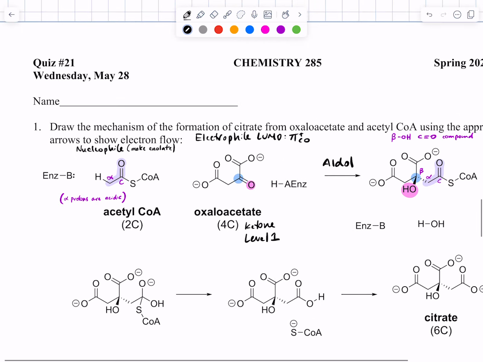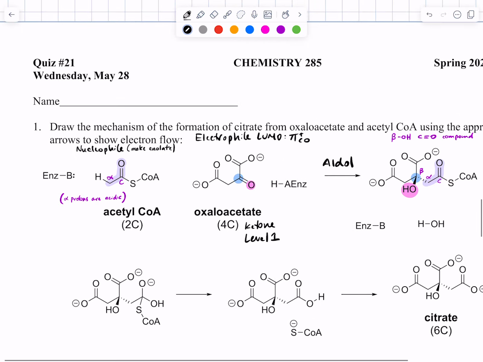So, looking at the product, we can identify in purple the portion of our molecule that came from acetyl-CoA. We can identify, maybe I'll highlight in red here, the bond between alpha and beta carbons that we made in this process. So we can infer that we want an alpha carbon from acetyl-CoA to attack the carbonyl carbon of oxaloacetate. With all that in mind, go ahead and tell me what the arrows should do.